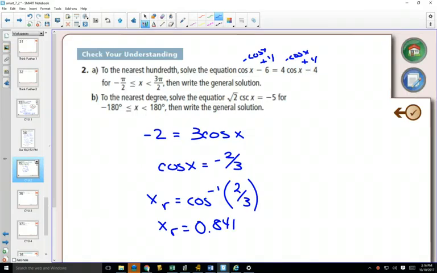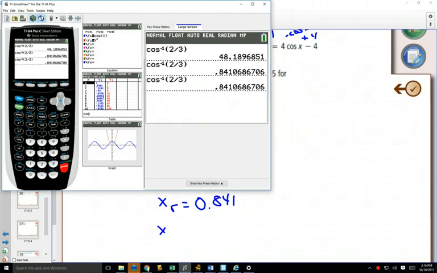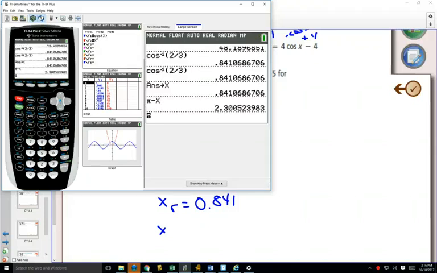Since cos is negative, we need to find our angles in quadrants 2 and 3. So what I'm going to do is I'm going to go to my calculator. I'm going to store my reference angle above your on button, store as x, so it remembers it. And then in quadrant 2, it's going to be pi minus x. And in quadrant 3, it's going to be pi plus x. So 2.30 and 3.98.